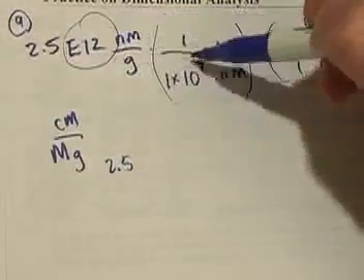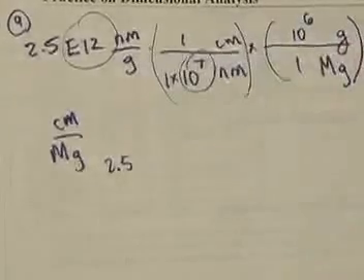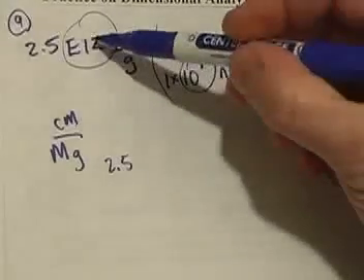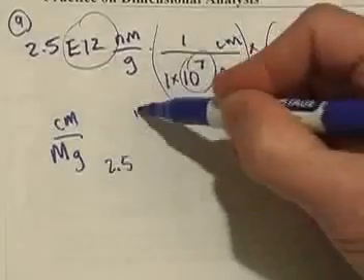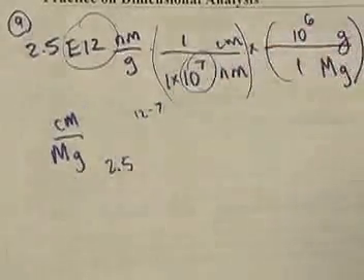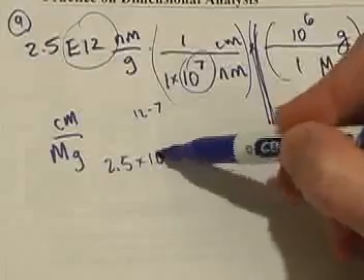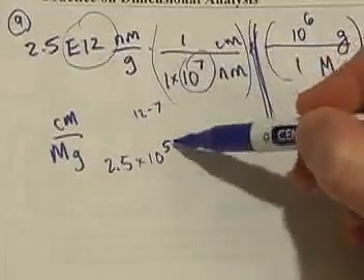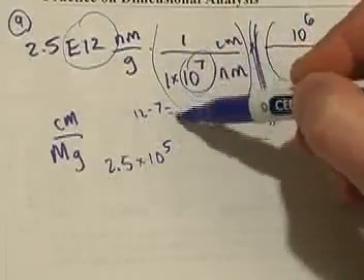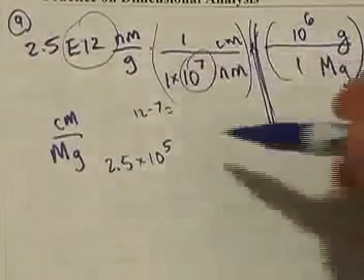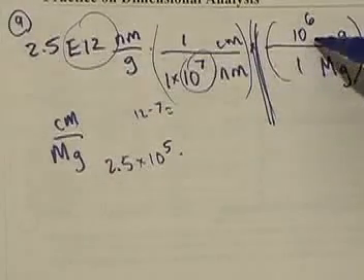But when you have an exponent divided by an exponent, what do you do? Well, you subtract the exponents. Top minus the bottom. So 12 minus 7. 12 minus 7 is 5. So if I stopped right here, I'd have 2.5 times 10 to the 5th, because 12 minus 7 equals 5. Then I take this and I multiply it by 10 to the 6th.